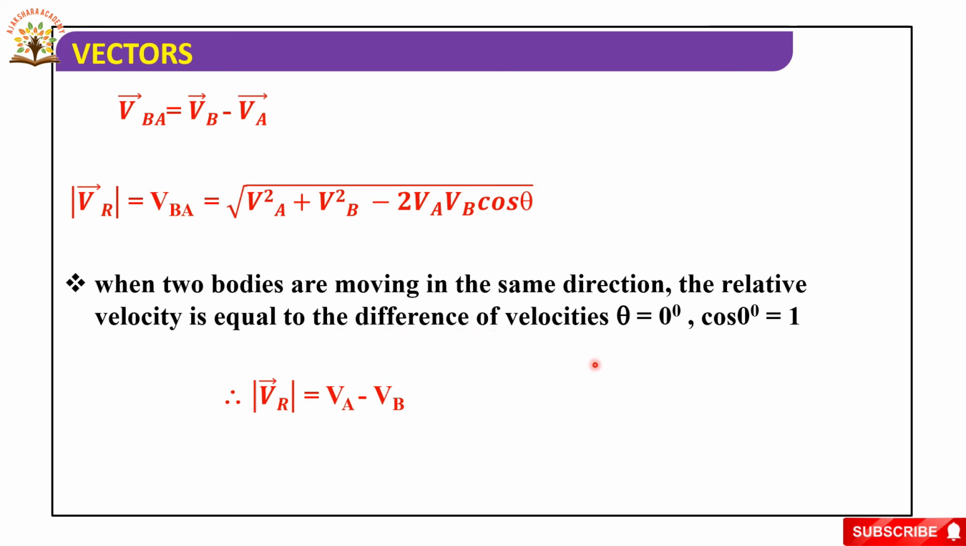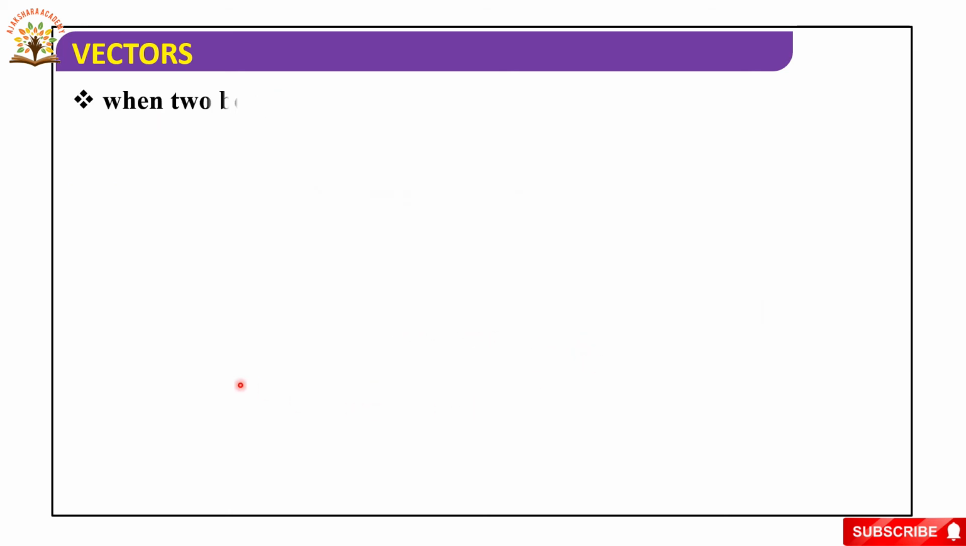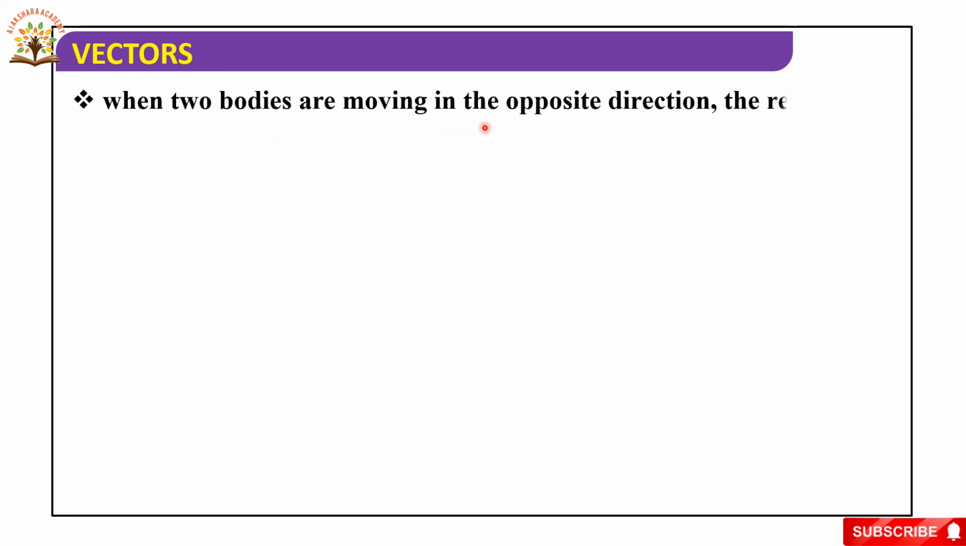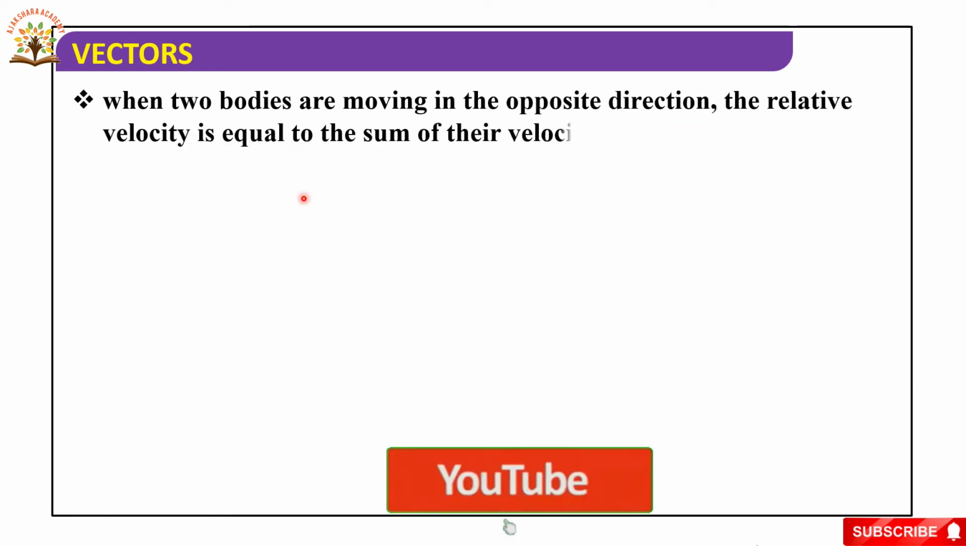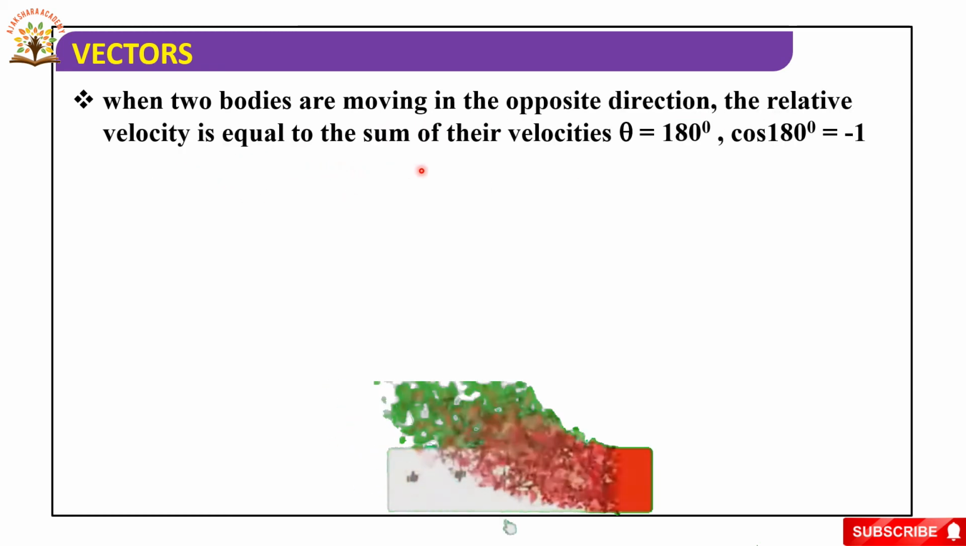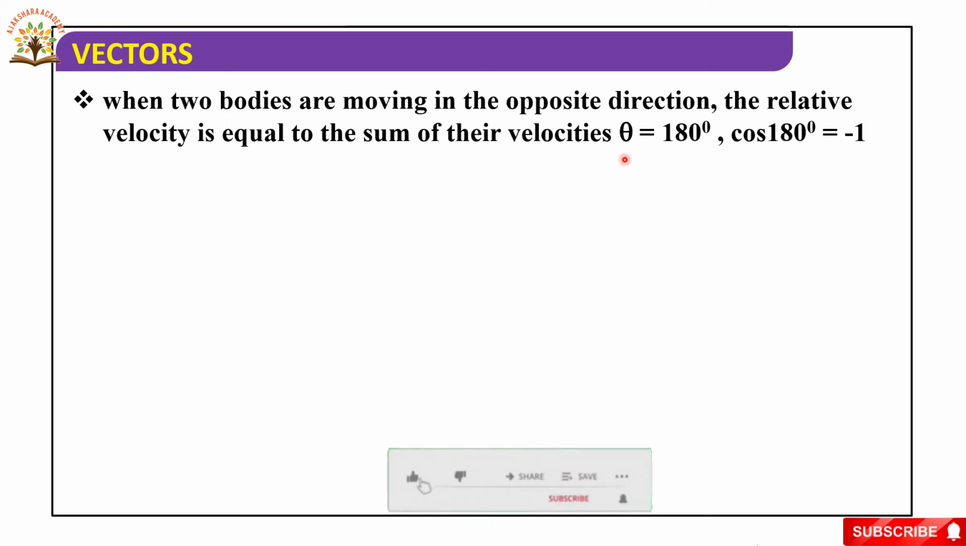Okay, next. When two bodies are moving in the opposite direction, the relative velocity is equal to the sum of their velocities. Then theta is equal to 180 degrees. So cos 180 is equal to minus 1. So next, modulus of VR bar is equal to VA plus VB. When they are moving in the same direction, VA minus VB. When they are in opposite direction, VA plus VB.